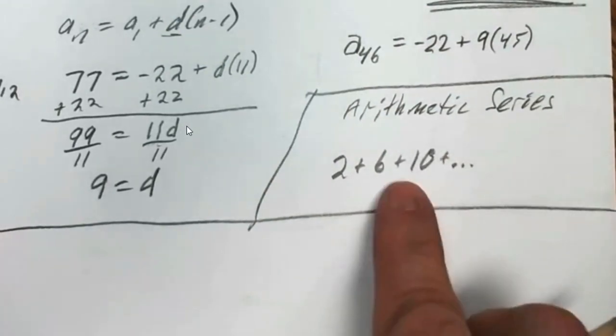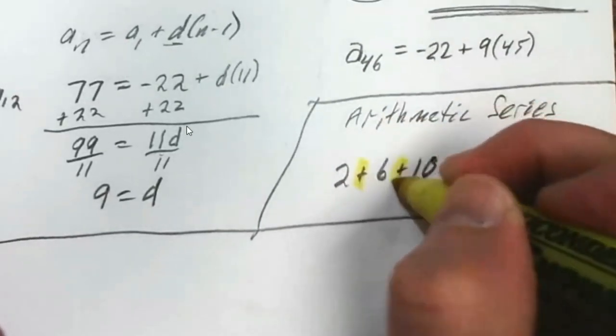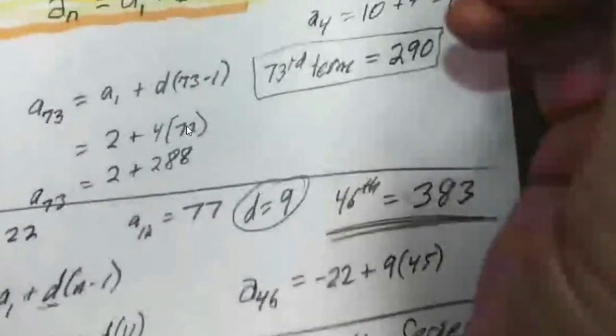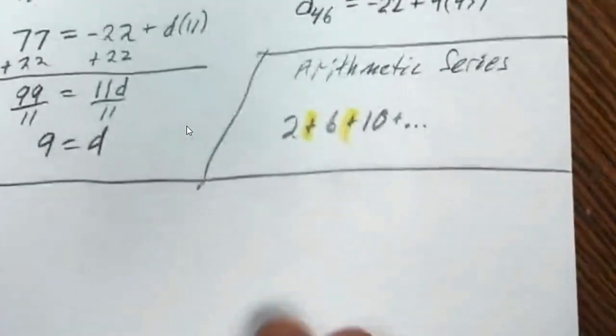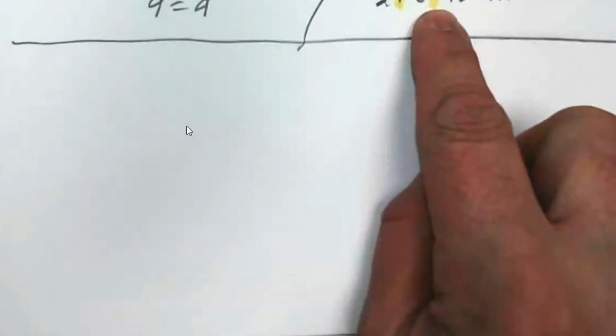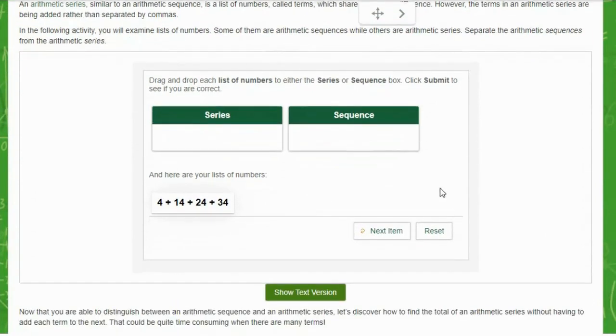But a series, the difference is instead of commas, it's addition. This had commas. Sequences have commas. Series have plus signs. All right. So that's the big difference. So it wants to know then, here's series, here's sequence. Which one's this? Well, we just said that a series has plus signs.